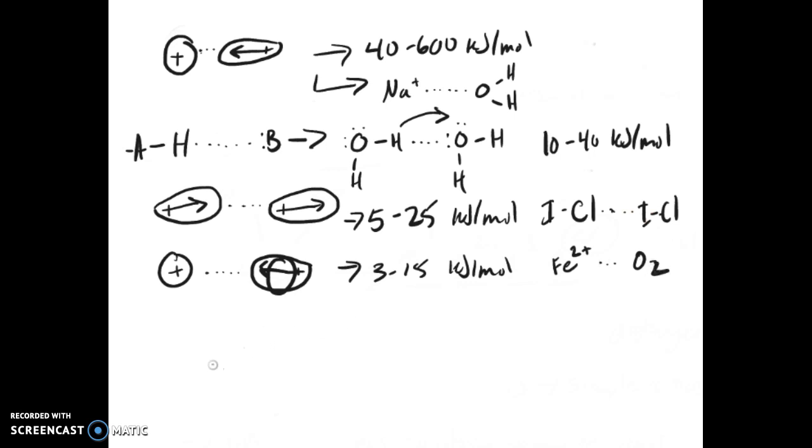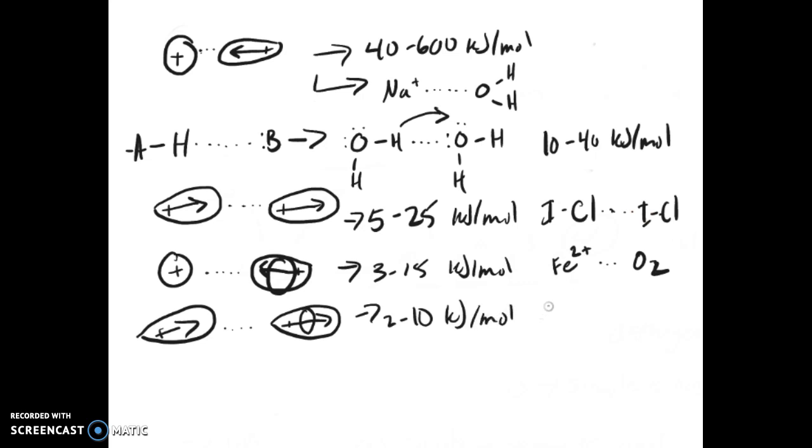Now we have a dipole-induced dipole, which you'll notice sounds sort of familiar, which will be similar to the ion-induced dipole, except it's a pre-existing dipole pulling on a nonpolar molecule. That's what this means, is that it's nonpolar. This has between 2 to 10 kilojoules per mole of energy, and it would happen between, say, hydrogen and chlorine and another hydrogen and chlorine.